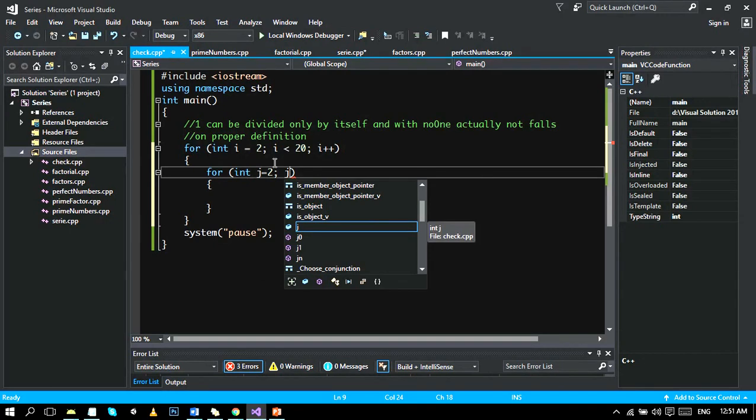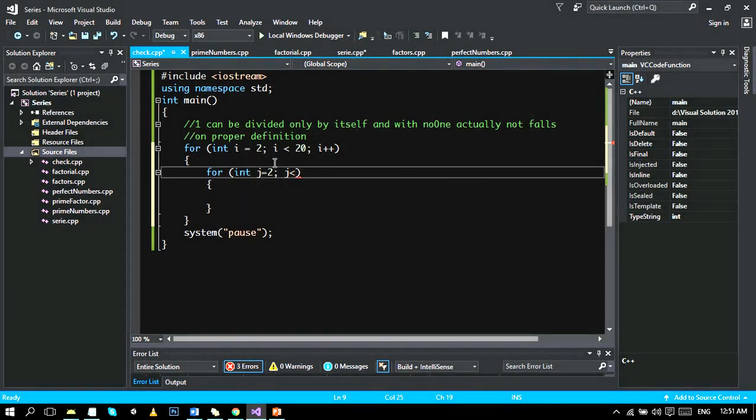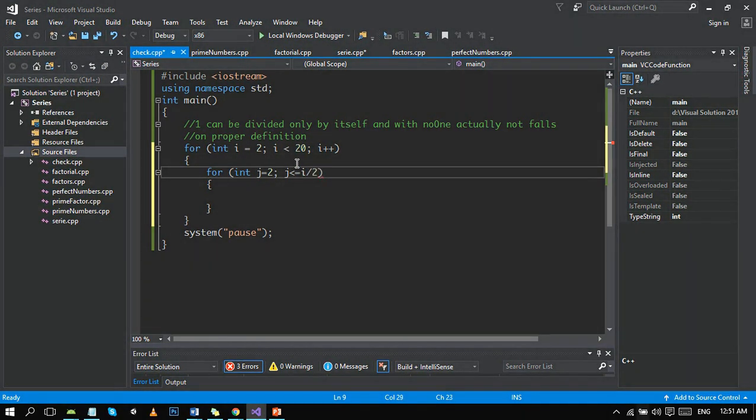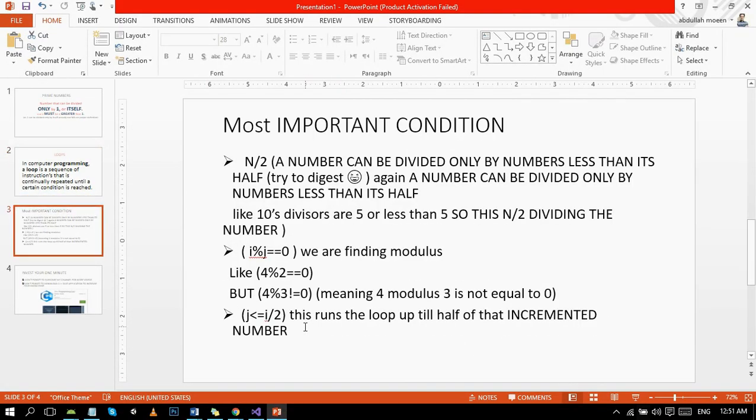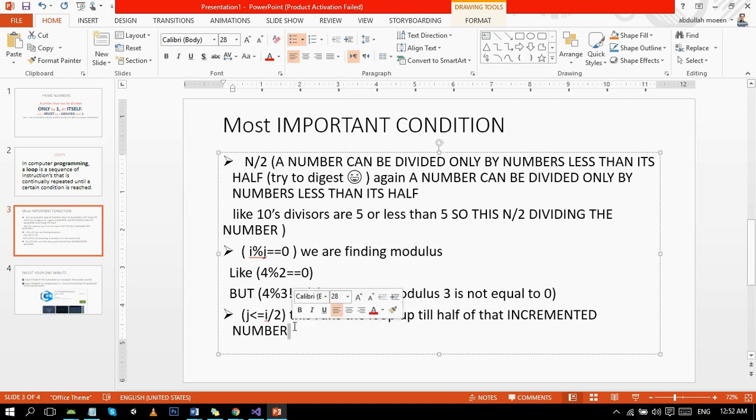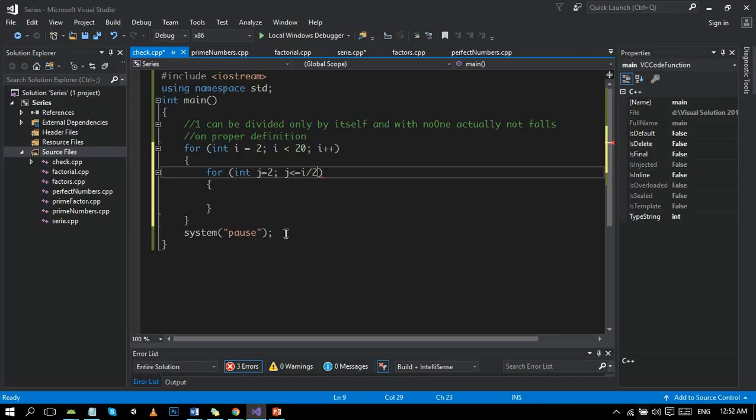Now I will increment the second loop up to half of the range set. Like this is the range. Okay, so I divide by 2. What is it used for? This is the reason: it runs the loop up till half of the incremented number.